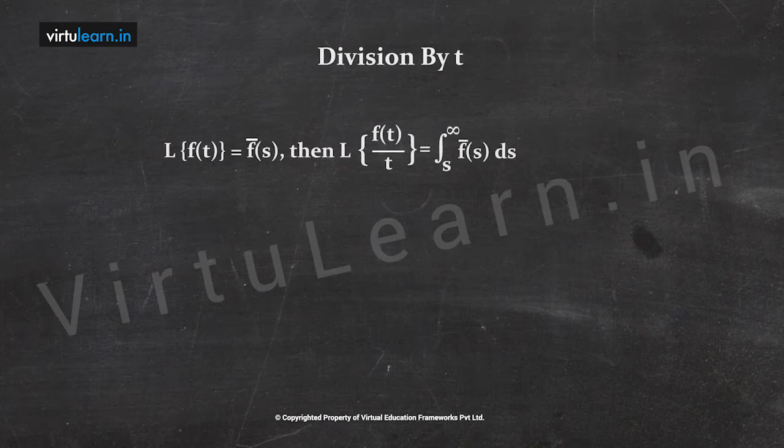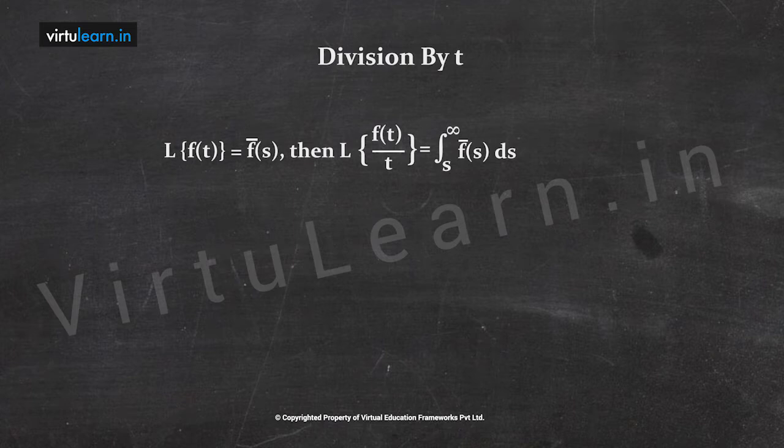Laplace transform of f of t equal to f bar of s. Then Laplace transform of f of t by t equals integral s to infinity f bar of s ds. This is the formula. Once again, Laplace transform of f of t equals f bar of s. This is the known quantity. If you don't know it, you apply the Laplace transform of f of t and calculate f bar of s separately. This is the initial first step of the problem.